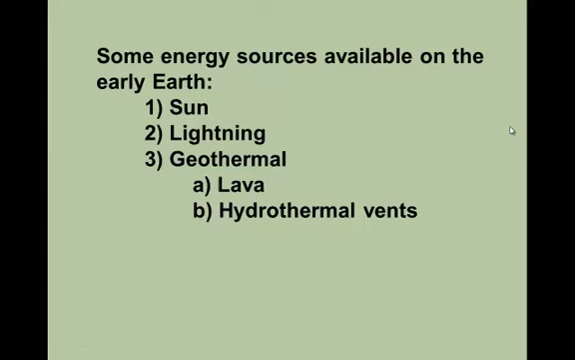We also need to contemplate, in addition to the chemical building blocks that were available, energy sources that were available. So here's three main ones: the sun, lightning, and geothermal energy, the heat of the Earth. And the heat of the Earth is usually manifested through lava from volcanic eruptions or hydrothermal vents, two places.